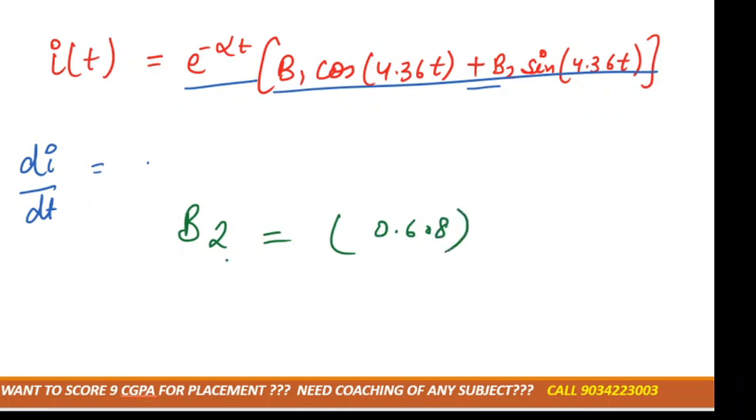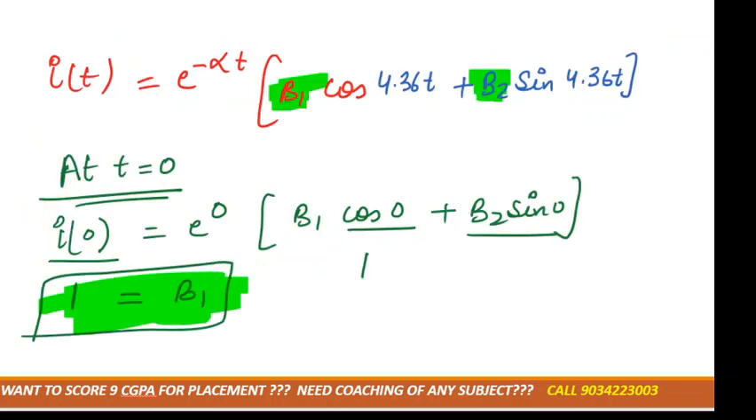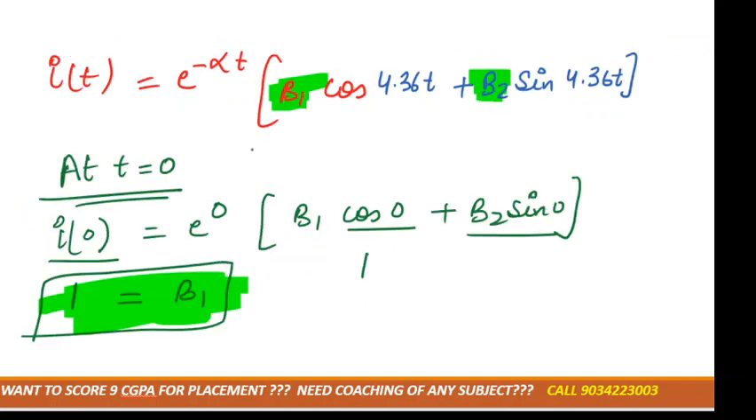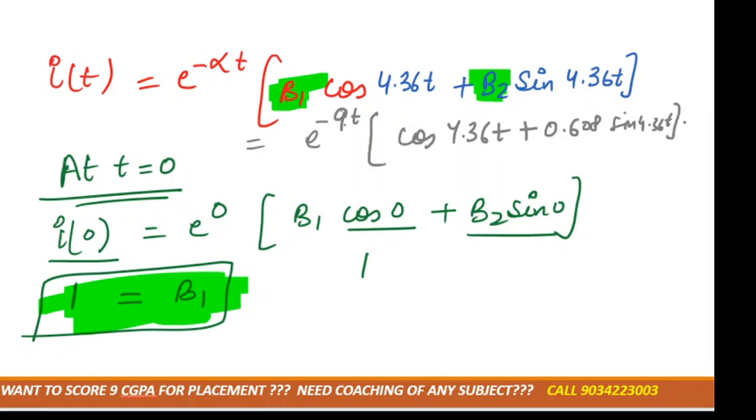Okay, and now we got the values of B1 and B2. We can put them in the equation. B1 we got as simply 1 and B2 we got as 0.608. So we can put it in e raised to power minus alpha t, where alpha is 9, B1 is 1 cos of 4.36t plus B2 is 0.608 sine of 4.36t. Plus 0, and 0 is the natural response. Got it?